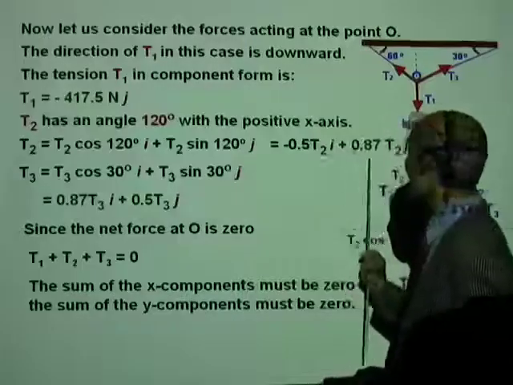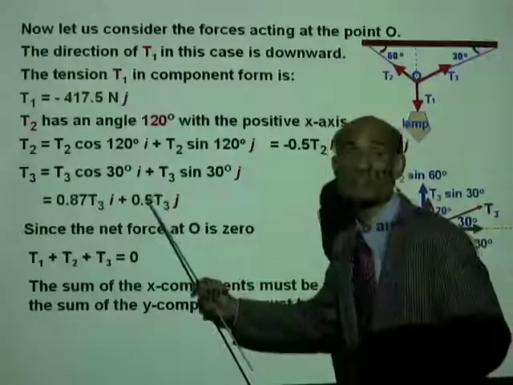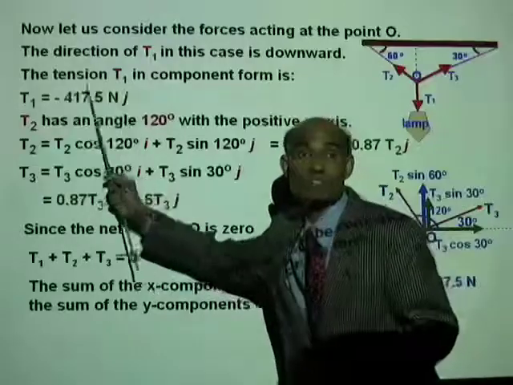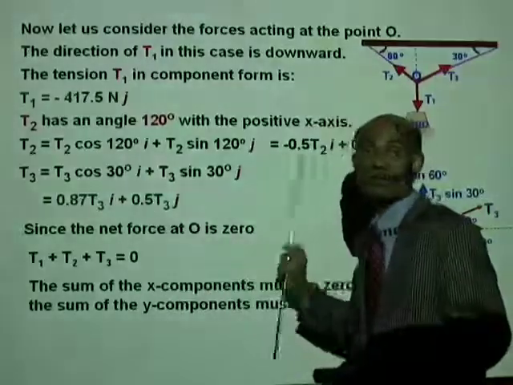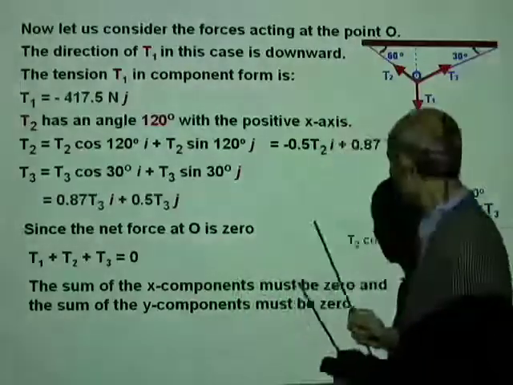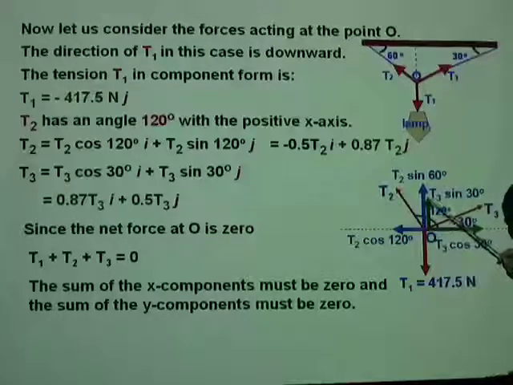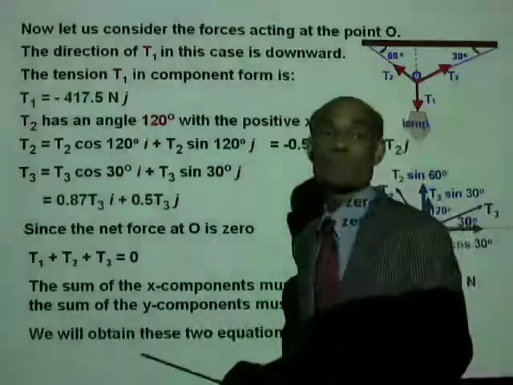And 0.87 T2 added to 0.5 T3 added to negative 417.1. They are all y component. There are 3 y components and 2 x components. Look at this. There are 3 y components. This is 1 y component. There are 2 over here. Adding those 3 forces must give you 0.